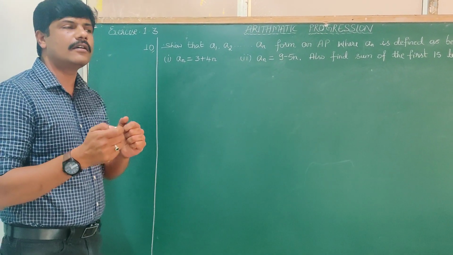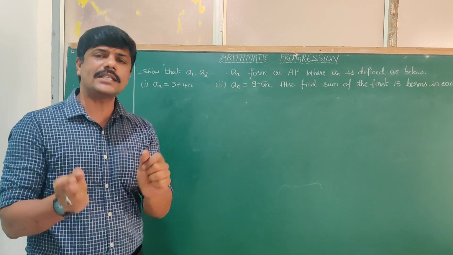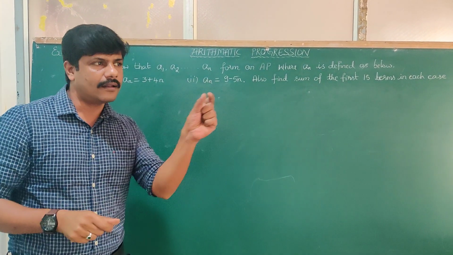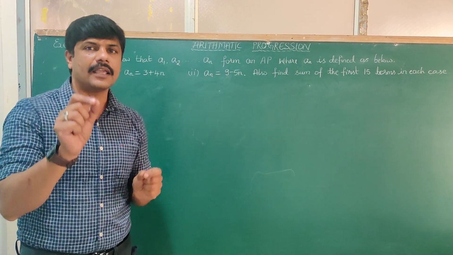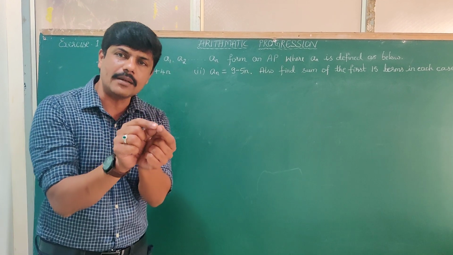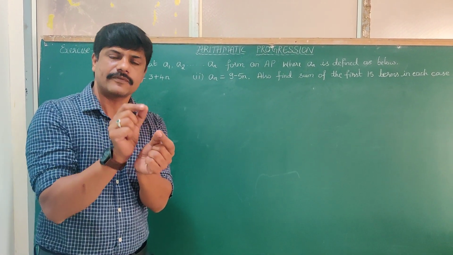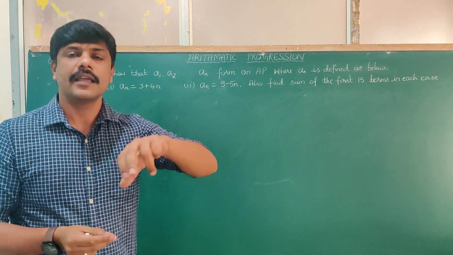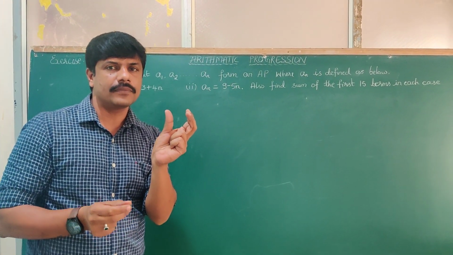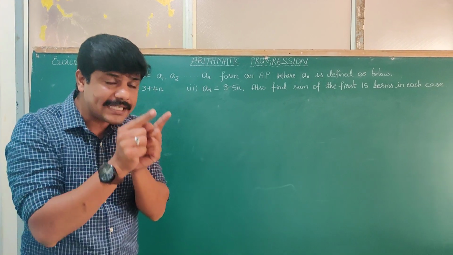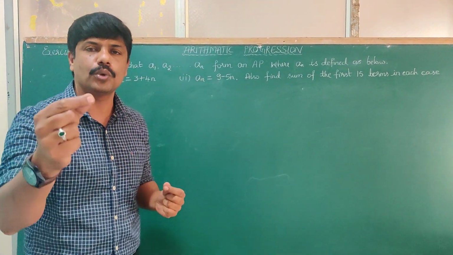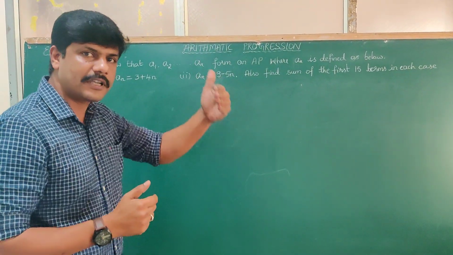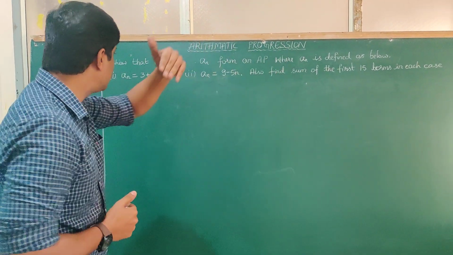How do you find the first term? What is the value of n where the first term is present? n is equal to 1 means the first term. n is equal to 2 is where the second term is present. For the third term, n is equal to 3. So n equal to 1, 2, 3 shows the first term, second term, third term, etc.